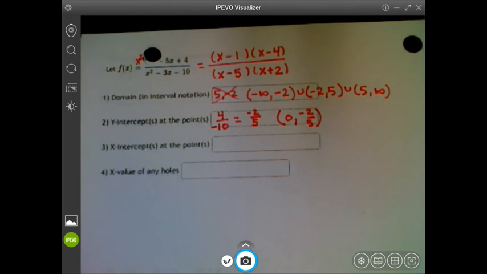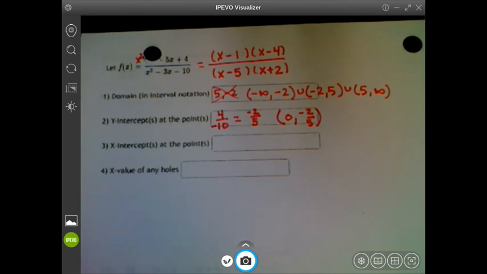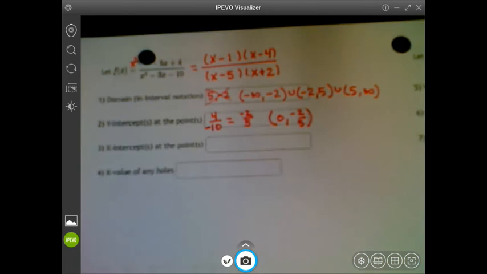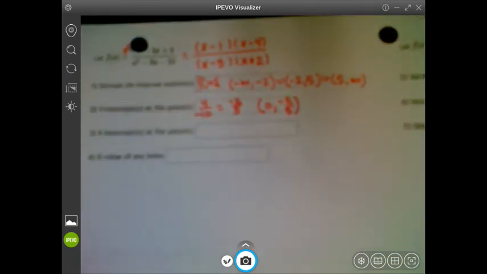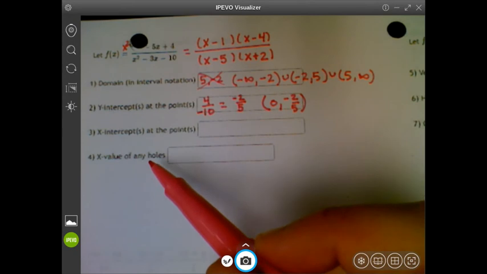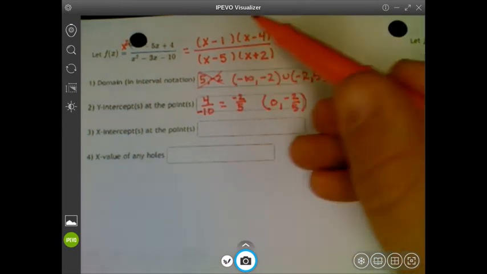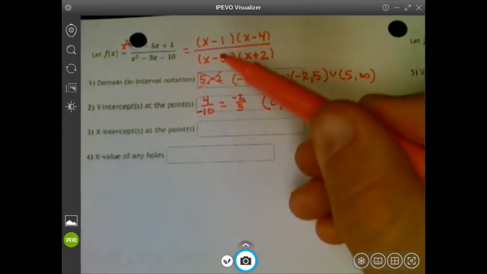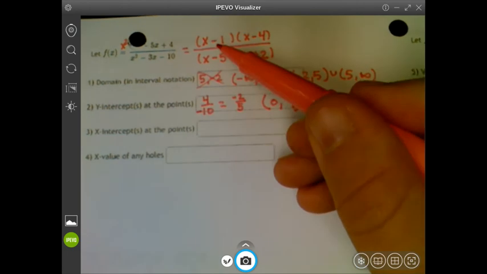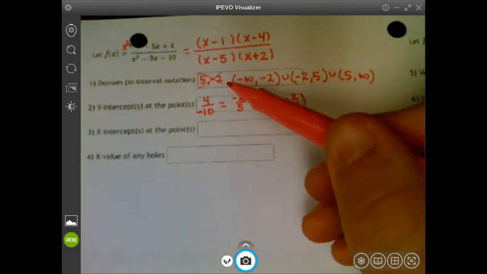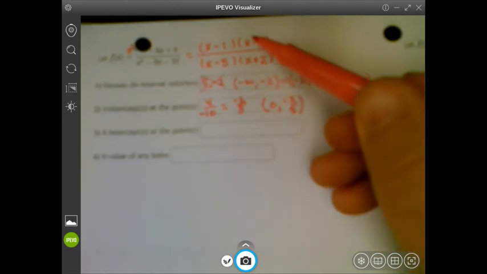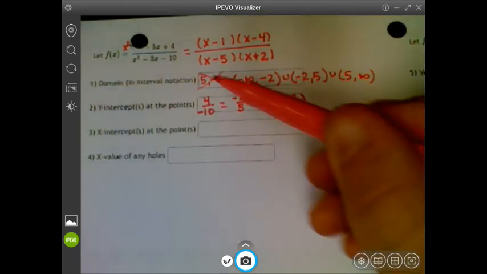All right. Part 3, find the x-intercepts. By the way, the x-intercepts, holes, and vertical asymptotes all go together. So it's actually easiest if you find the holes first. Are there any matches in the numerator and denominator? Are there any factors that match? By match, I mean there's an x minus 1 on the top and an x minus 1 on the bottom, or an x plus 2 on the bottom and an x plus 2 on the top. They match exactly. And there's no matches.